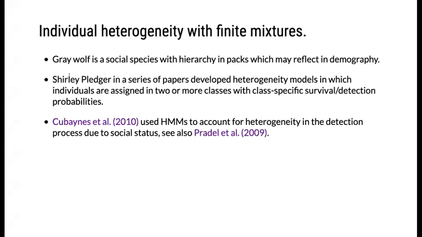Yeah, Charlie Plager has several papers. She's worked on many things, but she's known for her work on developing heterogeneity capture-recapture models, in which individuals are assigned to two or more classes with class-specific survival and/or detection probabilities. So we don't know a priori in which class an individual is, but using the data, we can assign an individual to a specific class. And so it will help us account for this heterogeneity in detection or in survival or in dispersal or whatever. We will look at detection today, but that's totally applicable to other demographic parameters or nuisance parameters.